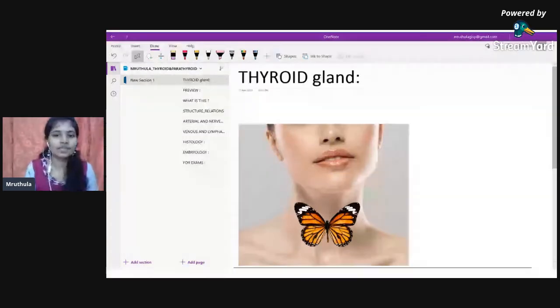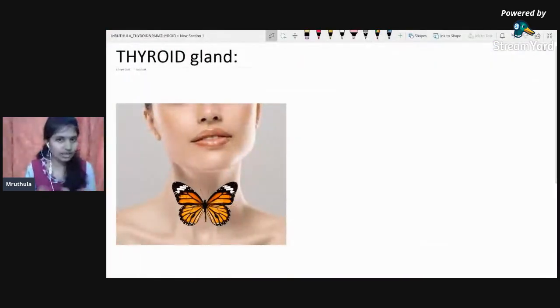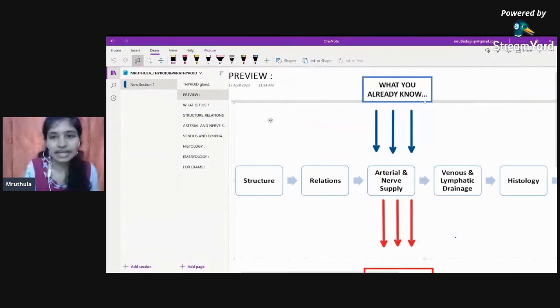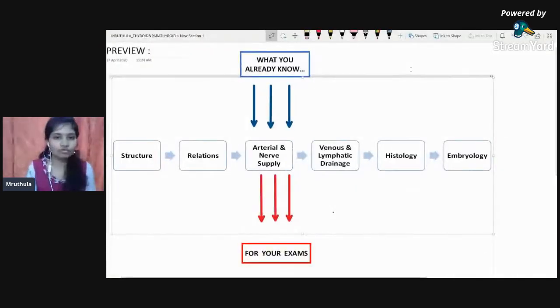So, today it is going to be about the butterfly gland in the throat. I mean butterfly gland because it is the butterfly shaped endocrine gland in the throat. So before we get into this class, let us just have a preview of what we are going to see.